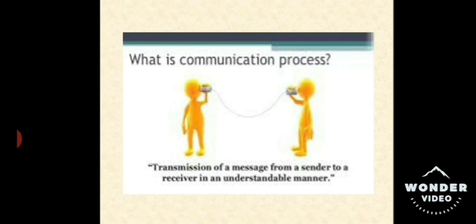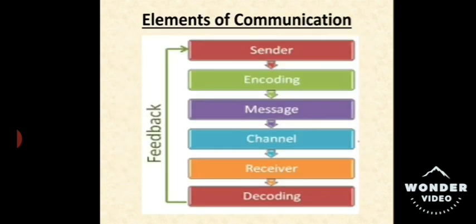Now, we would go to the elements of communication. Following are the different elements of communication. The first element here is the sender. Sender is the person who sends the message. Send करने वाला is sender. So sender is the person who sends the message or information.